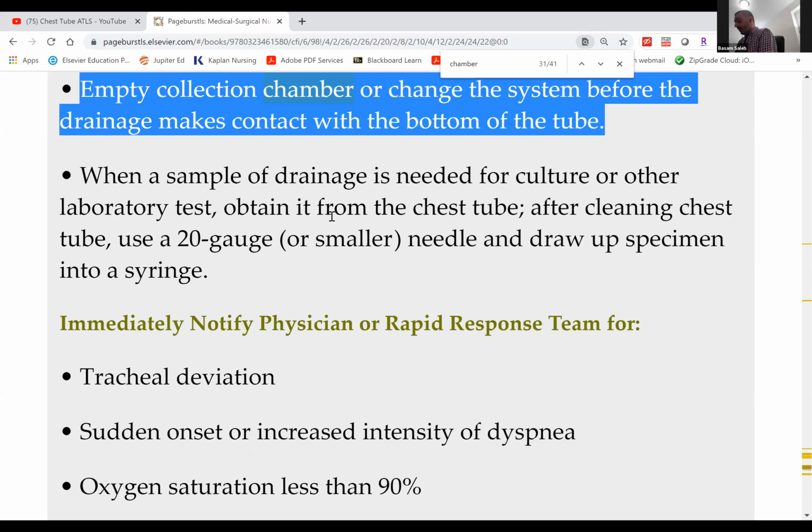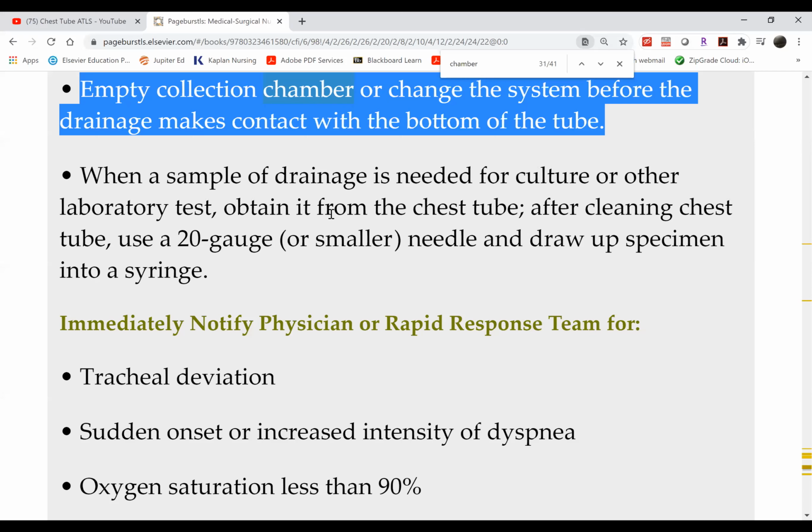Okay, we need a sample. Just like a Foley, you know how you get a sample from the Foley? Not from the bag, because the urine there, let's say it's several hours after insertion, you can't use that. So same thing, you can't get the fluid sample from the box. You have to get it from the tubing. So same thing, but you don't clamp, of course. This is not one of those conditions where you clamp, like the Foley. No, this one, no clamping for this one.